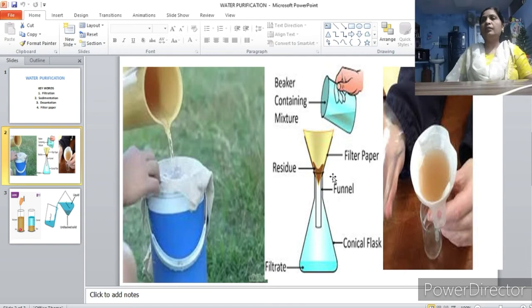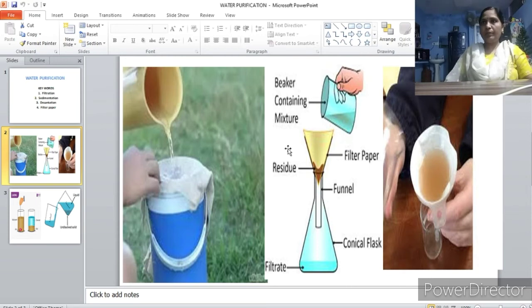Now you can see some residue left over in the funnel, in the cotton cloth or the filter paper, whatever you are using. At the end of the filter paper, you can find some residue. That's nothing but the dry leaves, sand and mud particles. Now only the clear water moves down, and you can collect the clear water in another glass or the beaker or the flask, whatever you are using for the experiment.